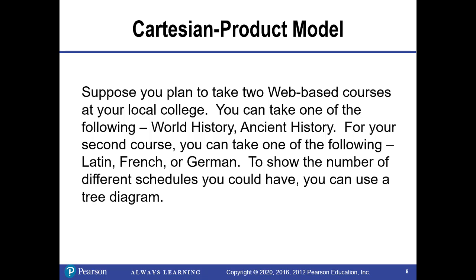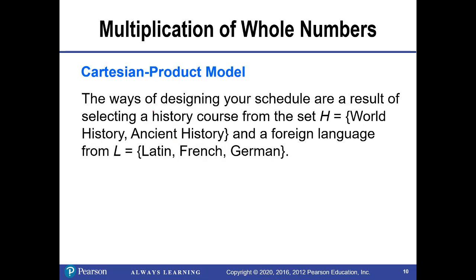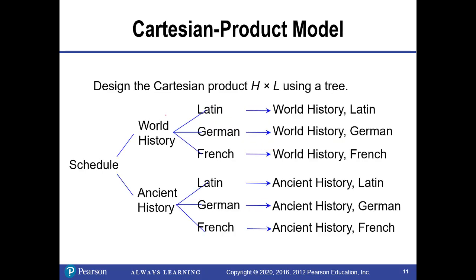So we can use a tree diagram to demonstrate the possible schedules we could have. So looking at a set, we have our set H for history, world history, ancient history. Notice how it's in braces. And set L as a foreign language. Notice that too is in braces, Latin, French, or German. Showing this as a tree, here's what it looks like. So we have world history and ancient history. And it doesn't matter what we start with. We could have started with languages rather than started with history.